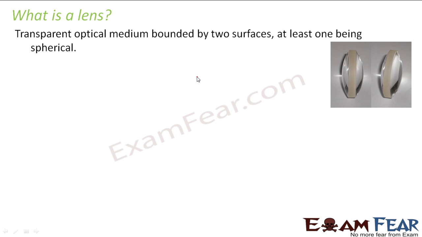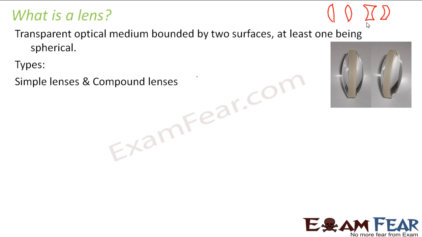That means there are different types of lenses that can be formed. You can have one spherical surface and one plane surface. You can have both spherical surfaces, in this way. So there are different types of lenses that can be formed by different combinations of spherical surfaces. However, we divide lenses into two broad categories, that is simple lenses and compound lenses.